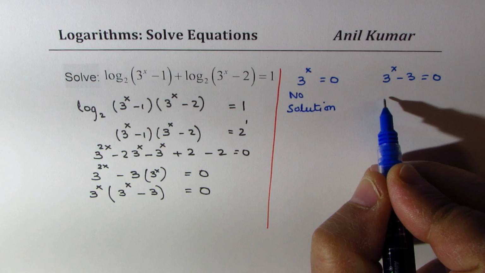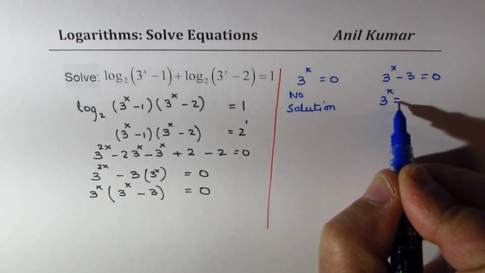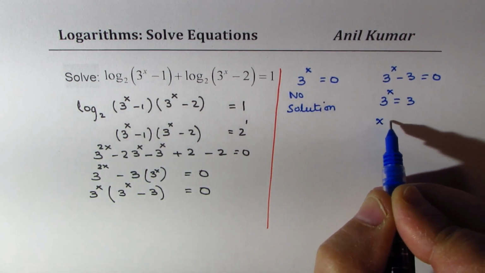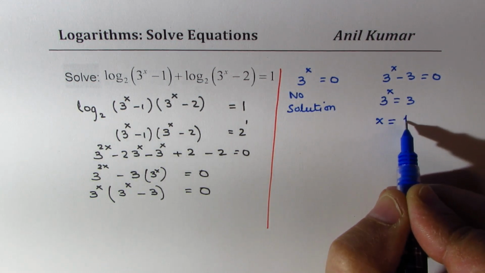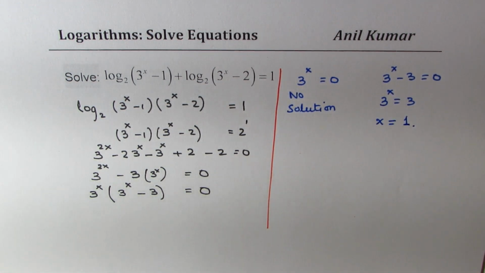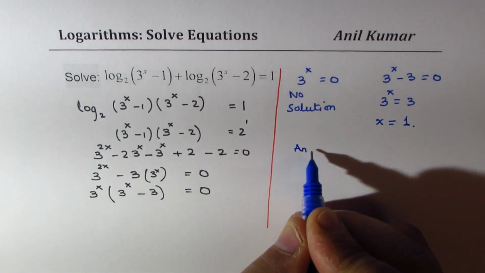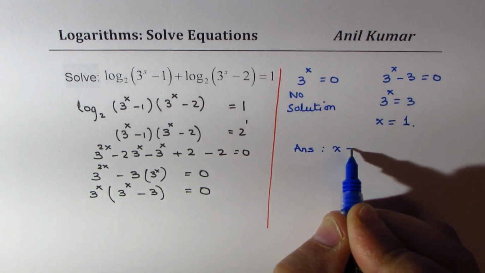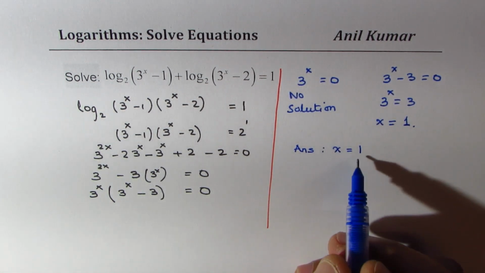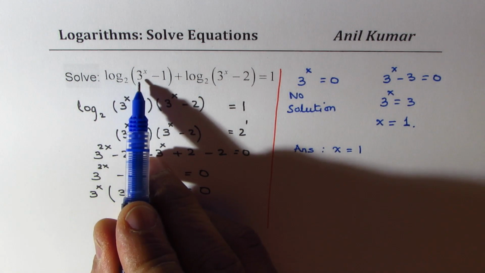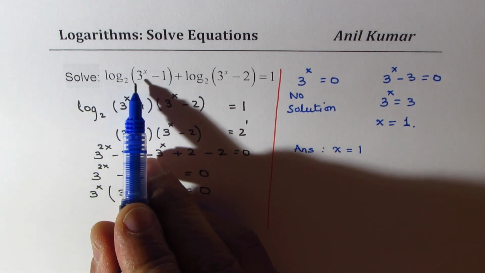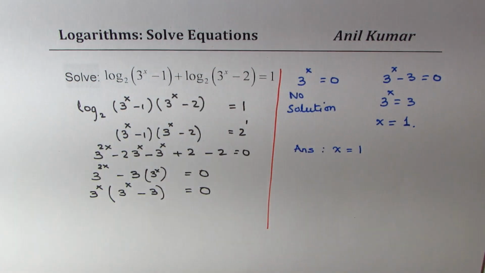Now in this case, we could solve as 3 to the power of x equals to 3, and that gives you one solution, that x is equal to 1. Correct? So we have our answer, which is x equals to 1. Now it's a good idea to put x equals to 1 and check your answer. So if I substitute x equals to 1 here, then what happens? So let's check our answer.